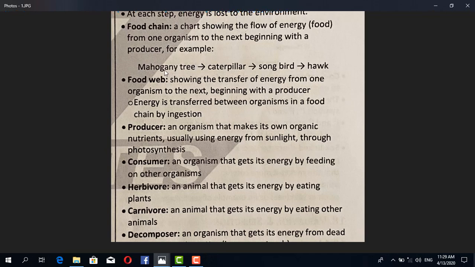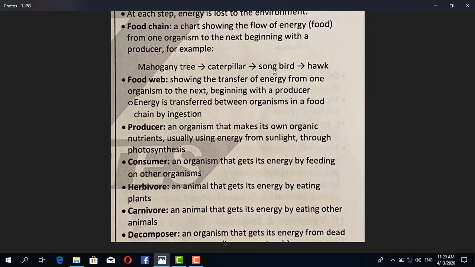For an example here, we've got the mahogany tree. It's going to be eaten by a caterpillar, and the caterpillar is going to be eaten by a songbird, and the hawk is going to feed on the songbird. So the energy here has transformed from the tree by its own, making its own food. That's why they are called producers, because they actually make their own food. The energy here is transferred to the next organism that ate the mahogany tree, which happens to be a caterpillar.